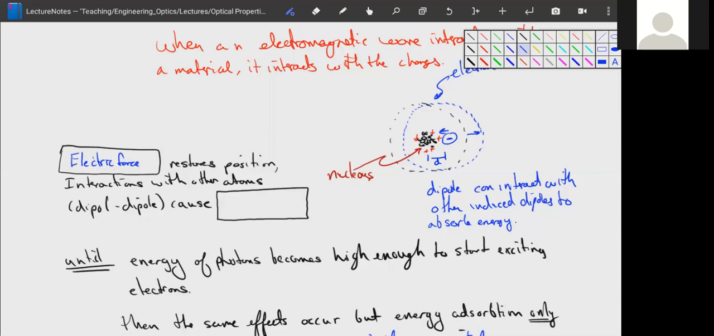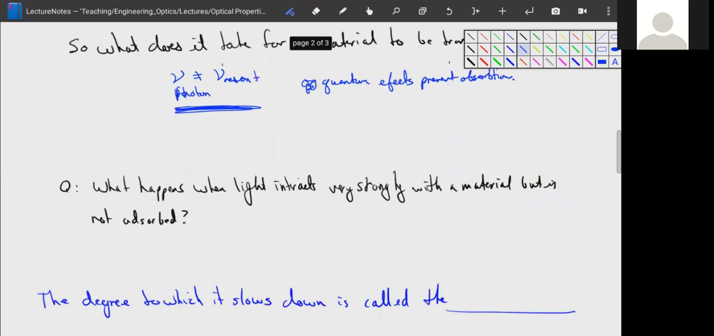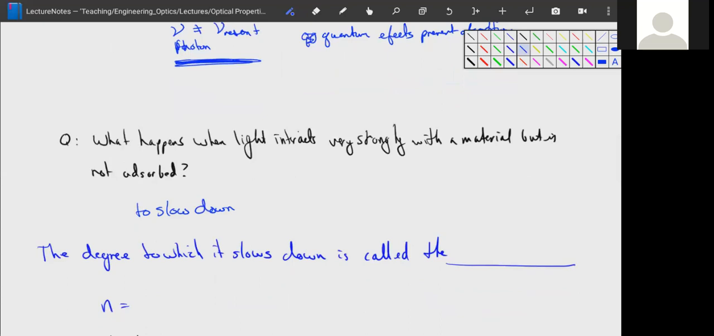right? But this cloud has inertia. And even if an electron is excited to a higher energy state but then comes right back down, that takes time. It takes time for an electron to get excited and then relax and come back down to its previous energy state. So all of this takes time, and that time causes the electromagnetic wave to slow down. The degree to which it slows down is called the index of refraction.